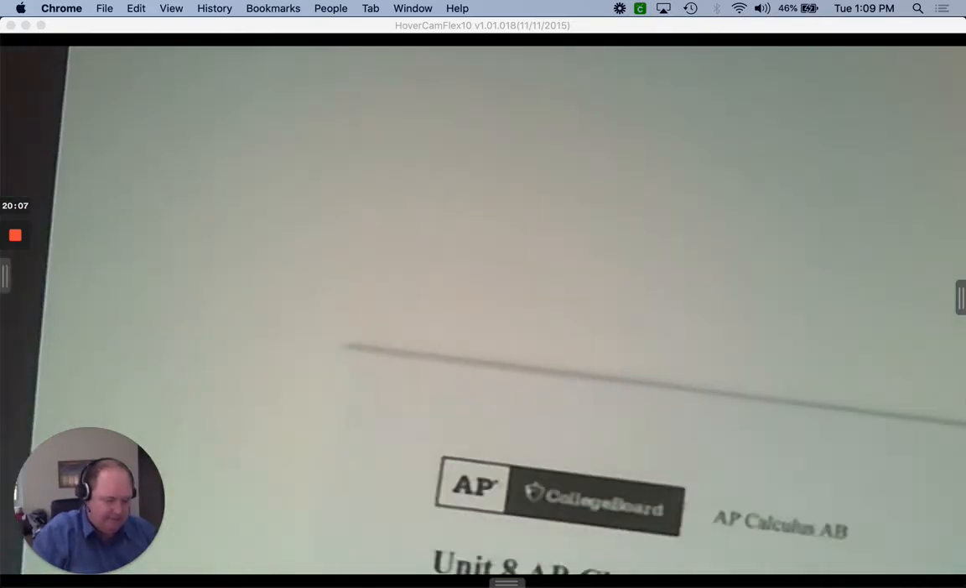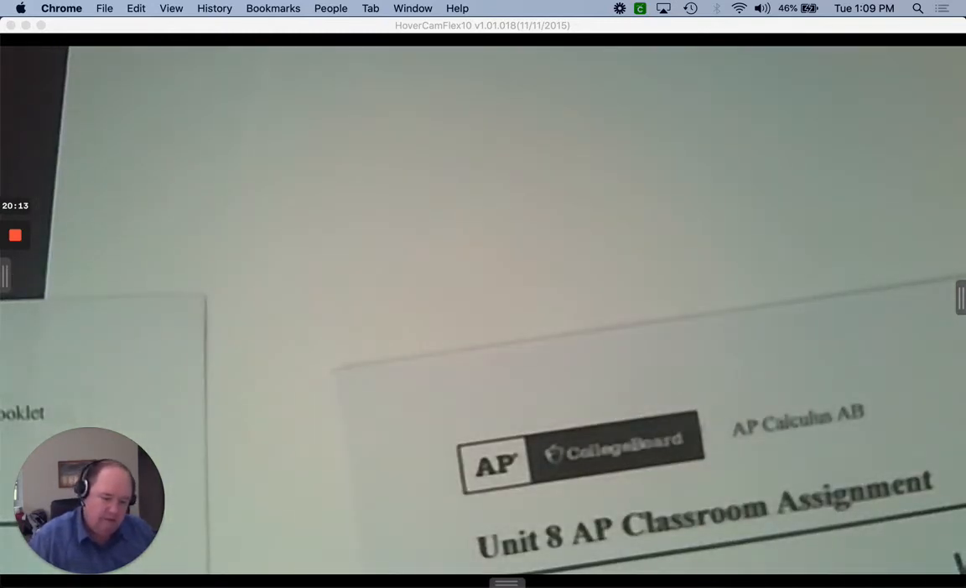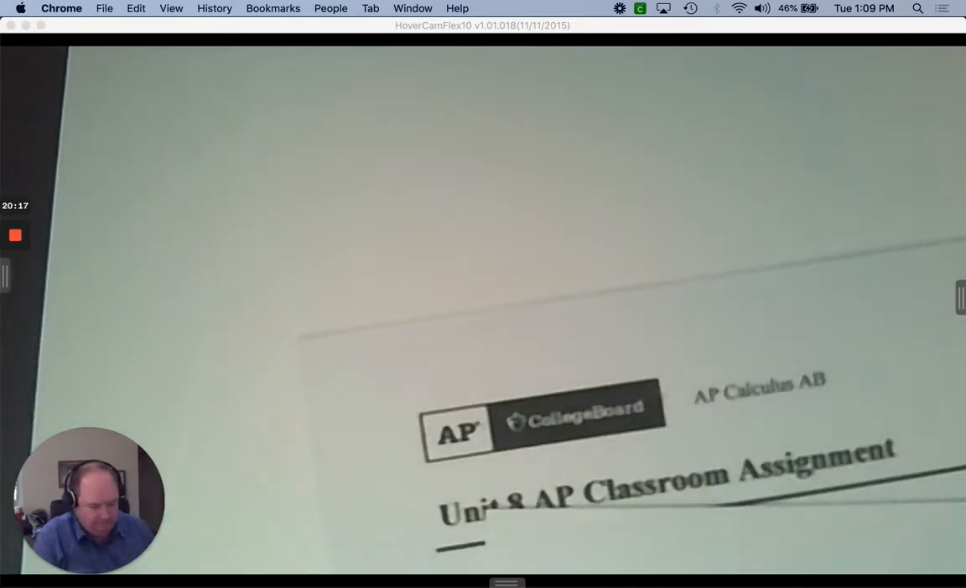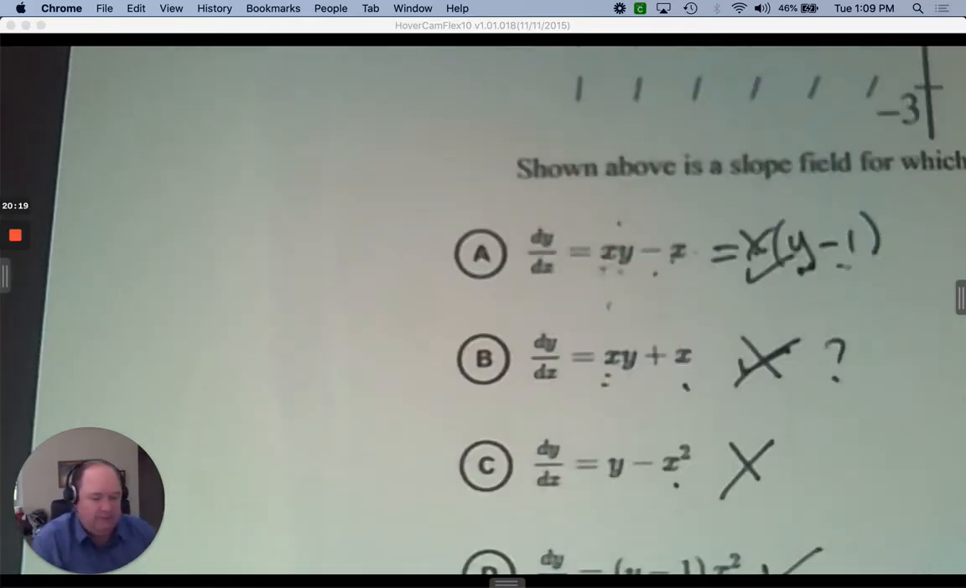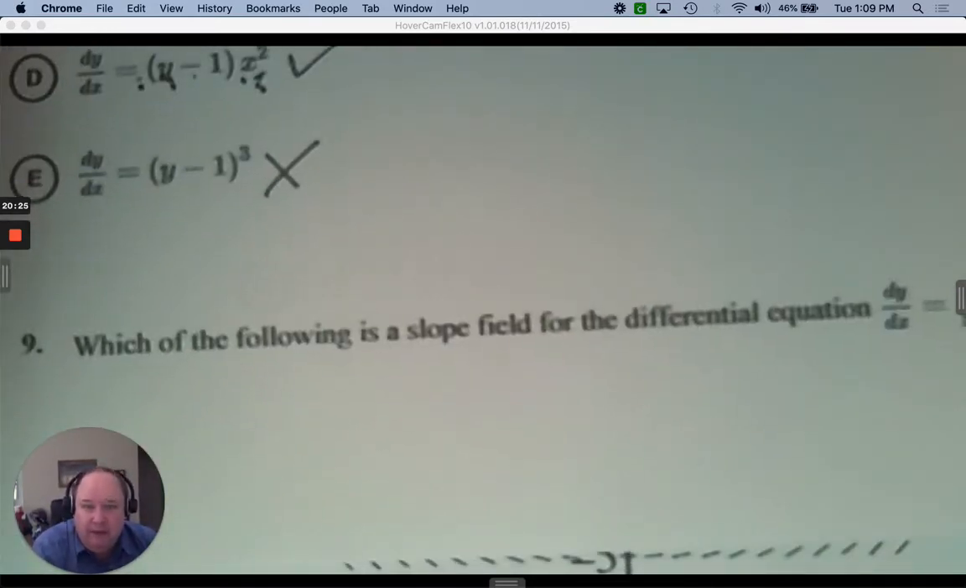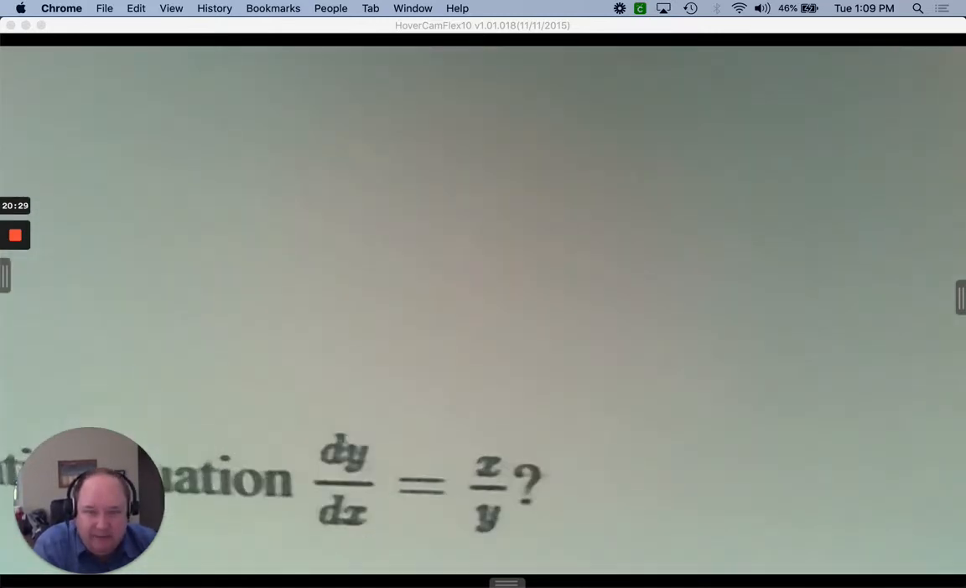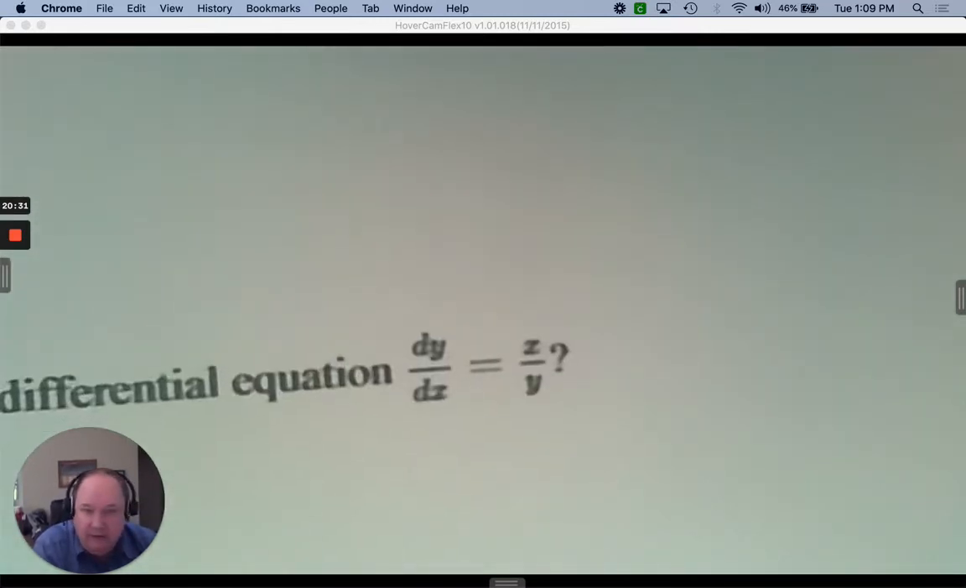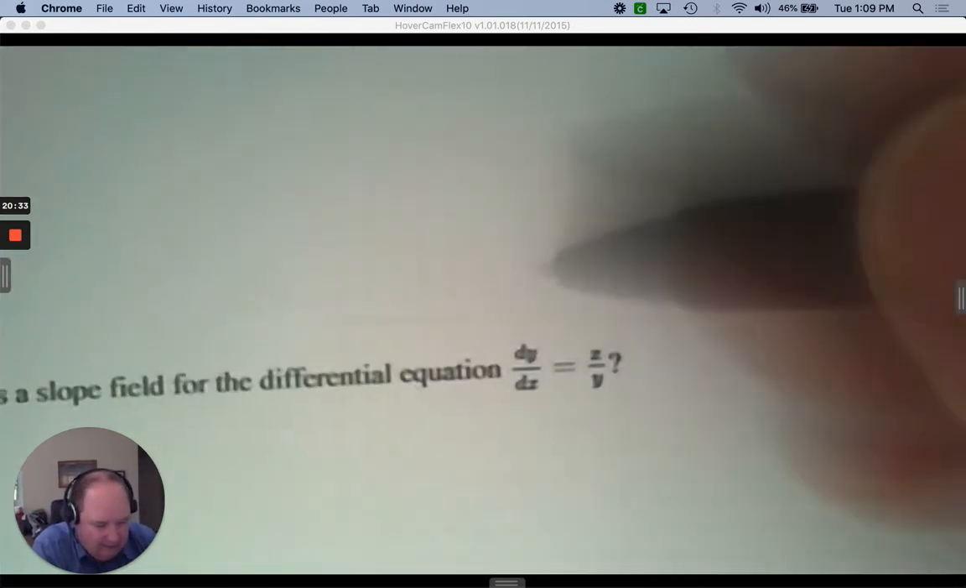All right. Number 9. So for number 9, it is at the bottom of the page, but then the next couple pages are the actual slope fields. So which of the following is a slope field? And it's x divided by y. And which one could it be and how could you eliminate it, right?